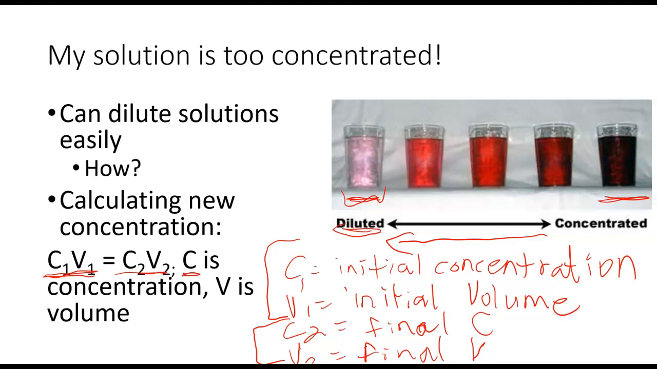This concentration can be in any units of concentration, as long as it's the same units throughout. So you can have molarity and molarity. You can have percent by mass. But if you have molarity and you have percent by mass, you can't combine those. So you have to have the same concentration units throughout for these types of dilutions.